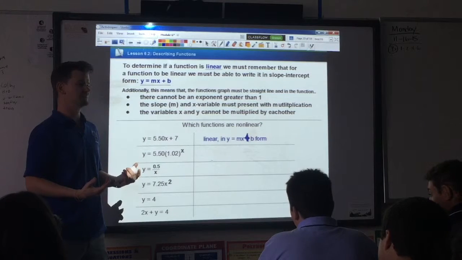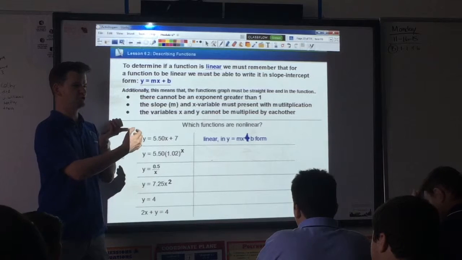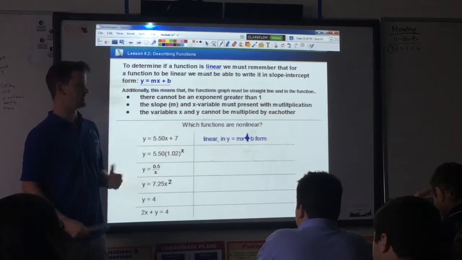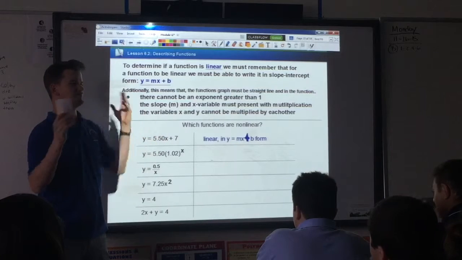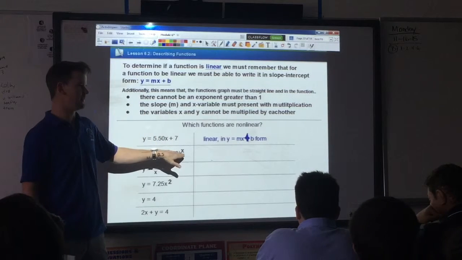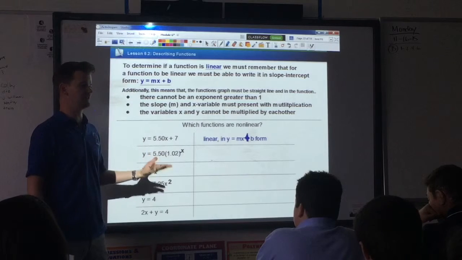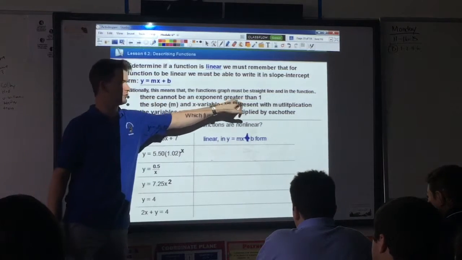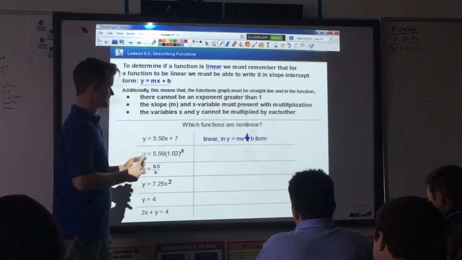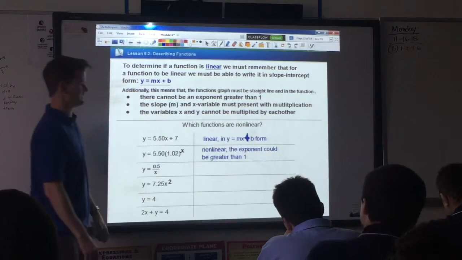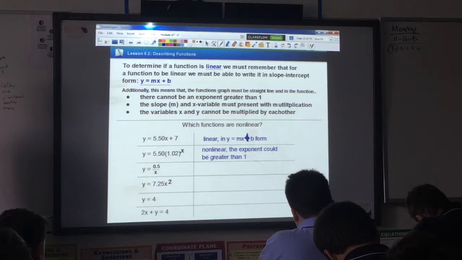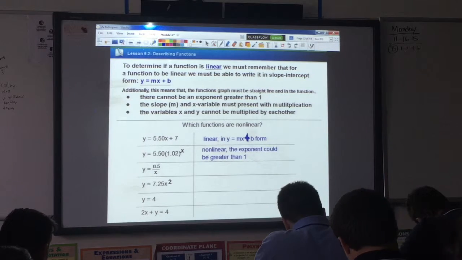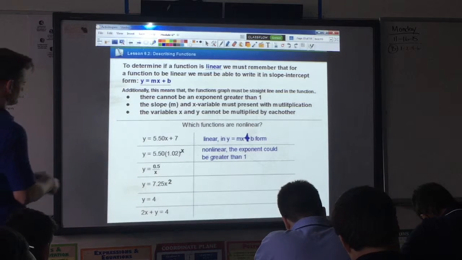Now, if I were to substitute in 1 there, would the exponent be greater than 1? No. But couldn't I substitute in anything for x? Couldn't I substitute in 2, 3, 4, 5, 6, or 7? I can make x anything I want. I can make x a million. So because I can make this exponent greater than 1, that ruins this criteria right here. There cannot be an exponent greater than 1. That makes this non-linear, because the exponent could be greater than 1, depending on what we substitute in.